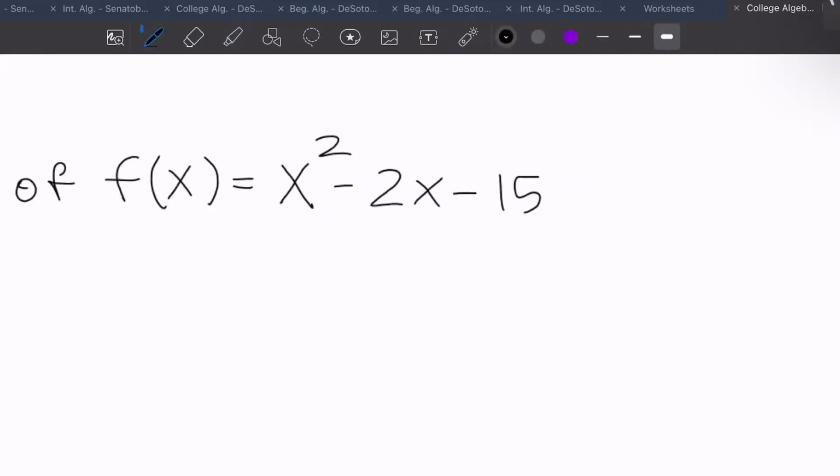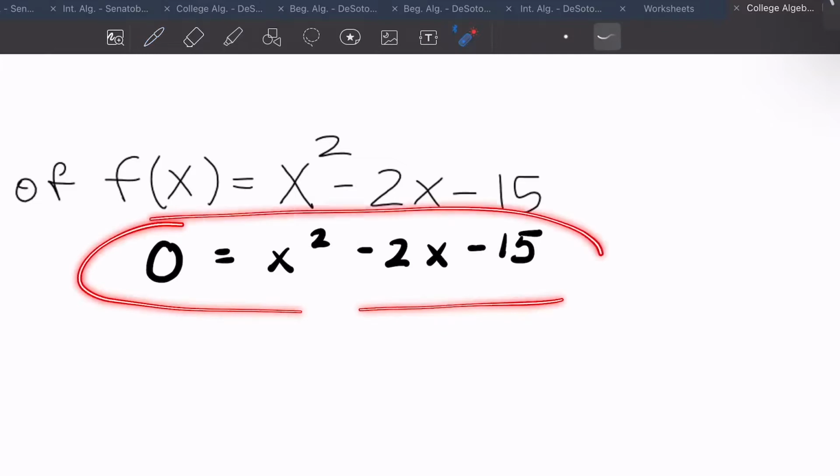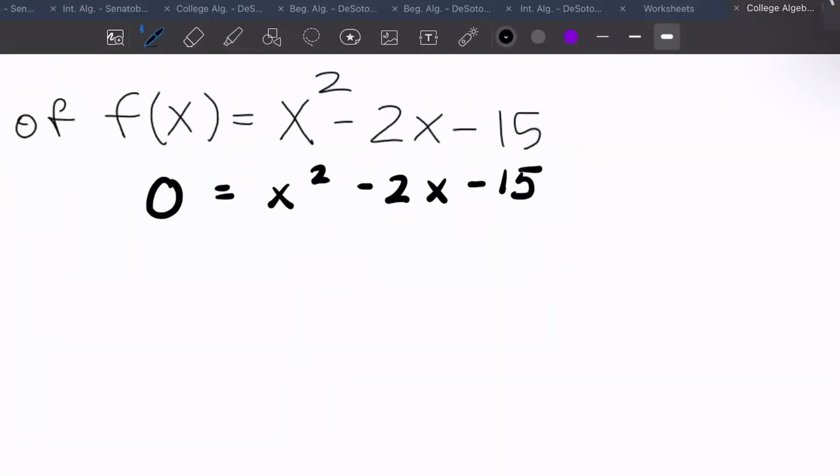So you're going to set your polynomial equal to 0 and solve. All right, so this should look very familiar. You've been doing this for a while. You're going to factor and then use the zero product rule. So this is an easy trinomial.